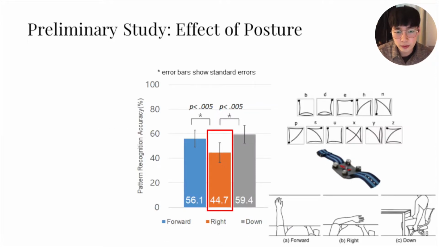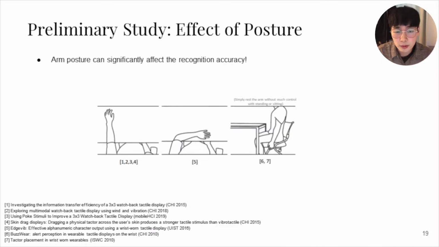In the preliminary study, we found that the arm posture can significantly affect the tactile pattern recognition rate. This implies that different arm postures need to be considered when designing and evaluating the tactile pattern set. And based on this finding, we designed user study 1 and 2 to consider different arm postures when verifying the heterogeneous stroke concept.